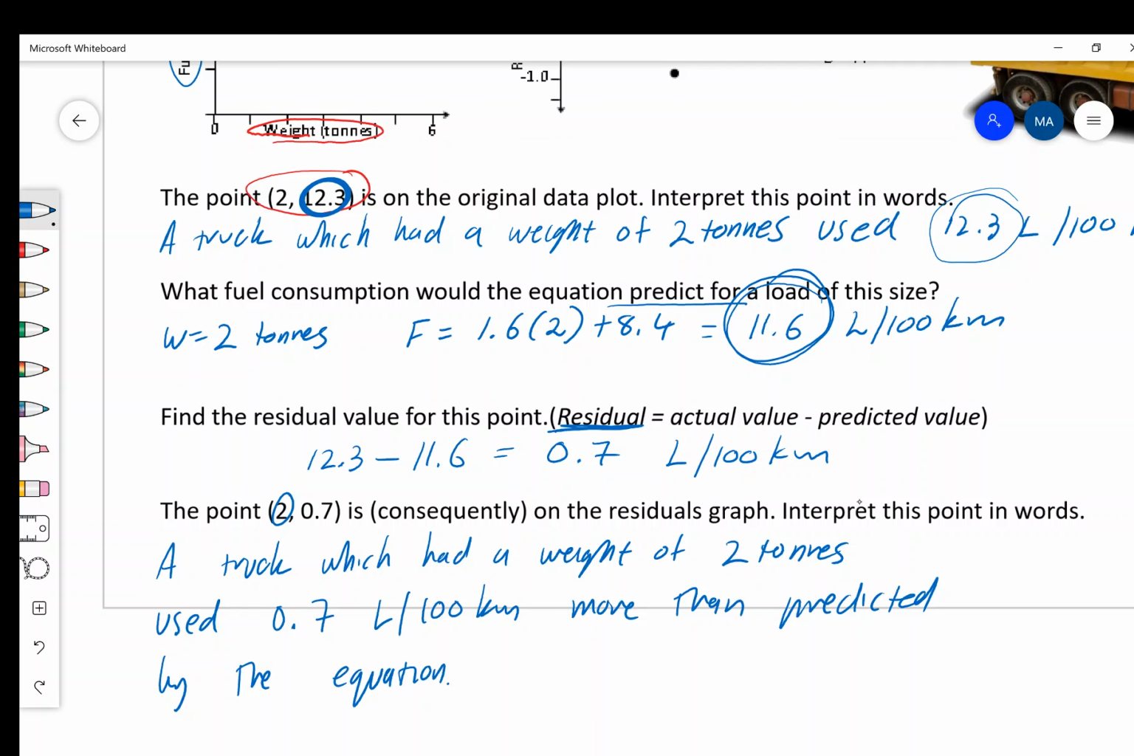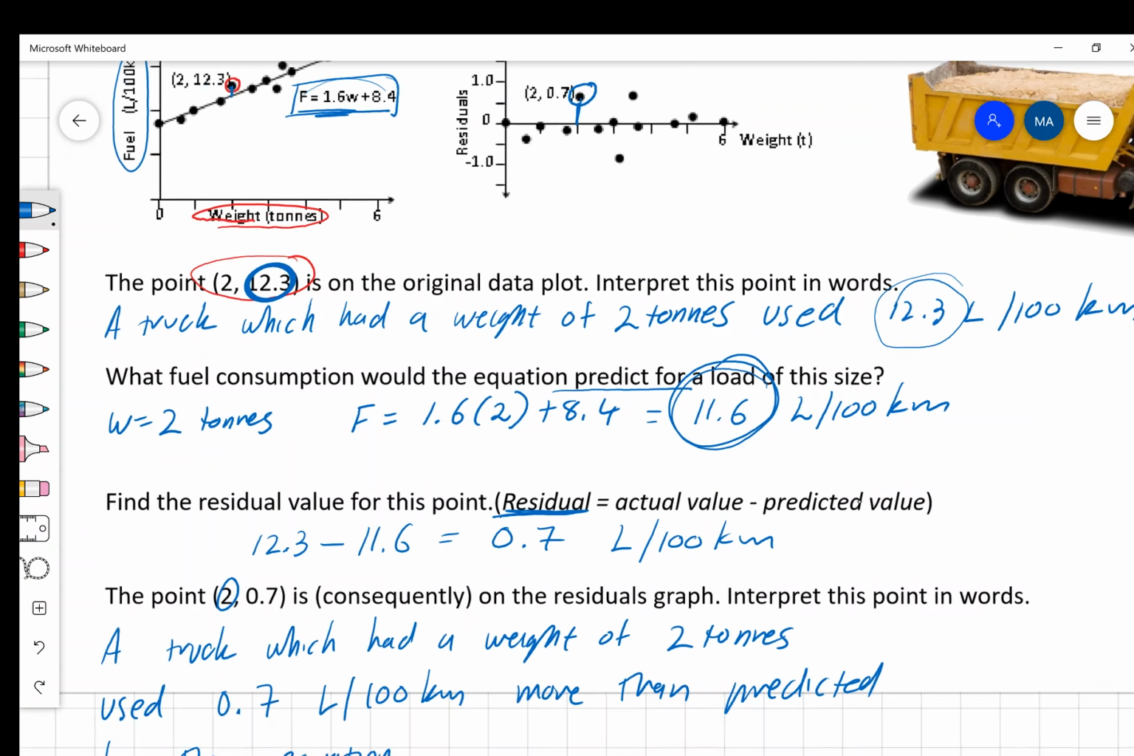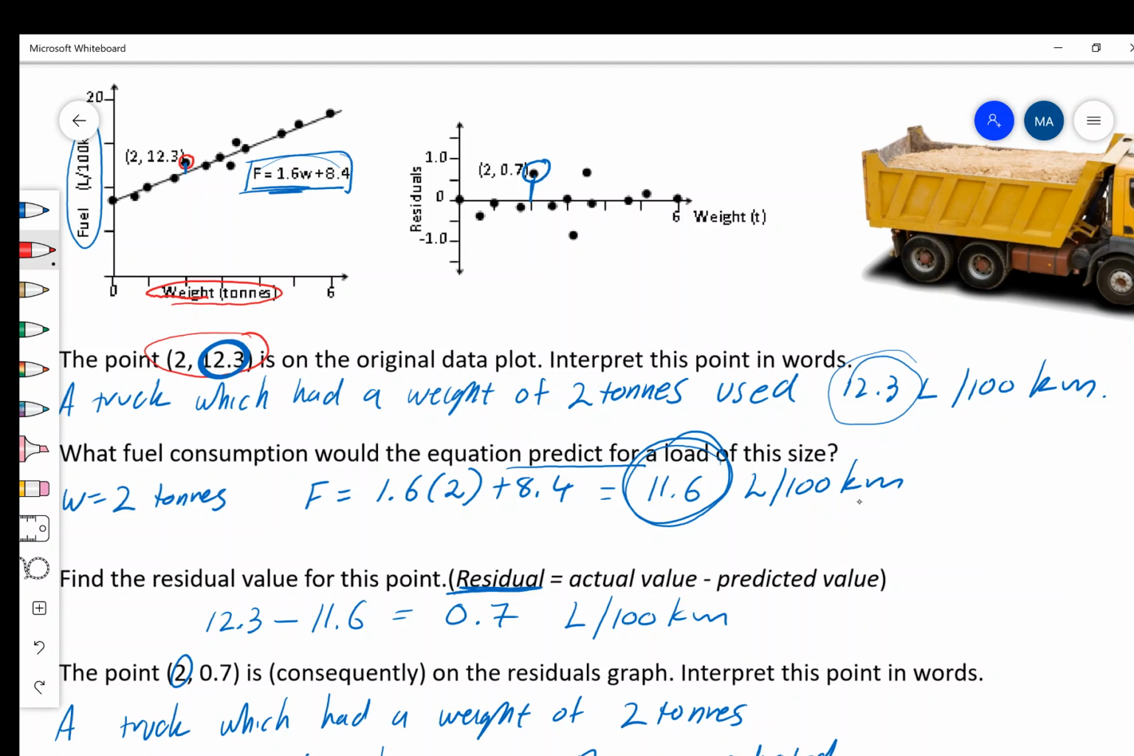Now if we looked at one of the other residual points, say this one here, we can see that there's less fuel being used than what's predicted. So it can be more or it could be less. This point here that I've just highlighted looks like it's bang on. The equation agreed with what happened in real life, or vice versa. So that's how we interpret those residual plots. Those questions do come up from time to time.